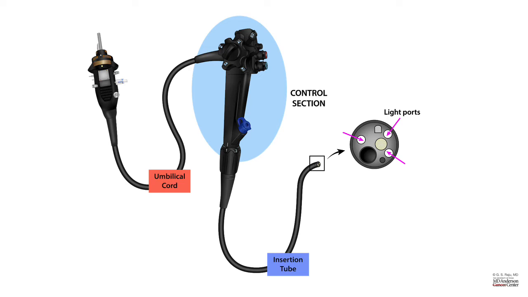Here is the light guide or the light port, and if you are wondering where does the light come from, when you hook up the umbilical cord to the processor, the light guide goes in there and the light from the processor is delivered through the umbilical cord down the insertion tube.